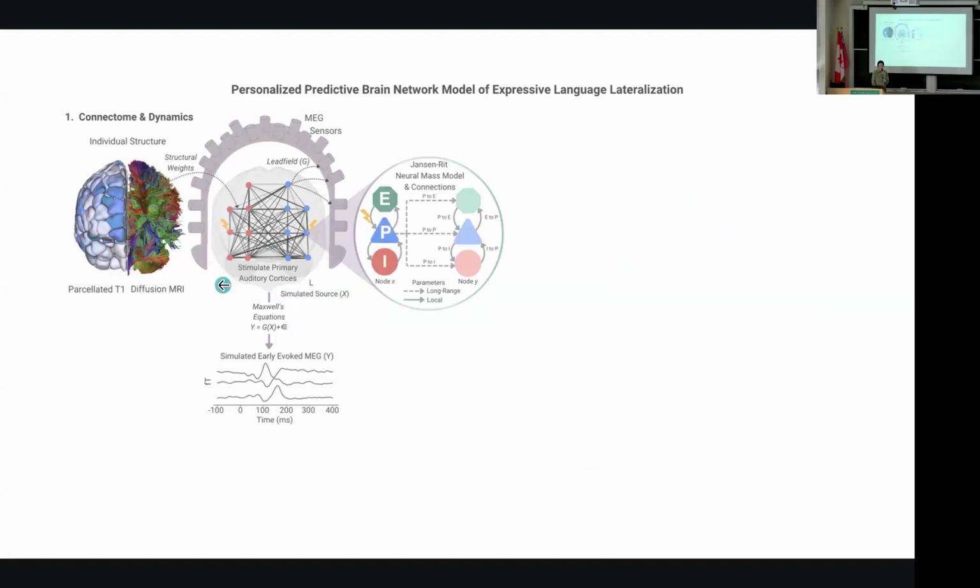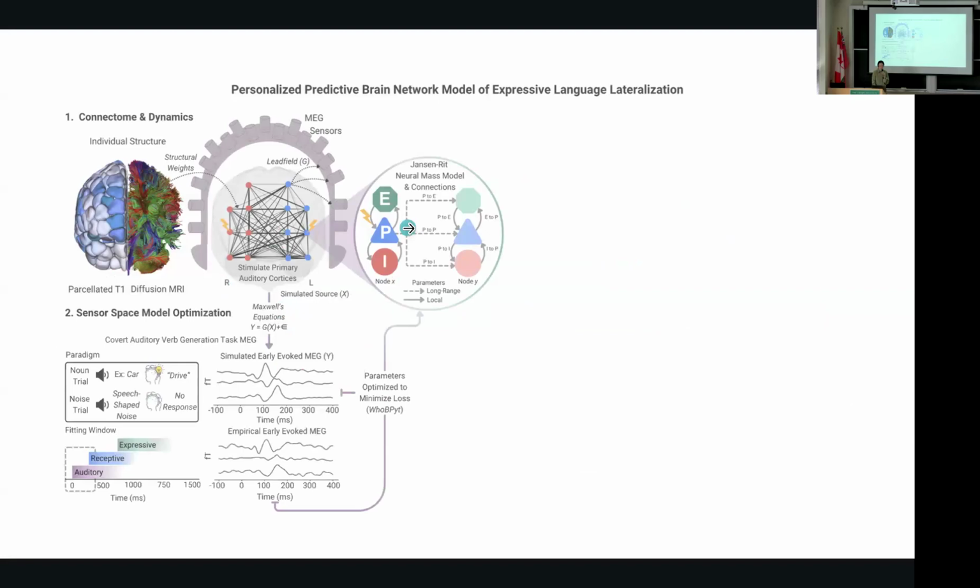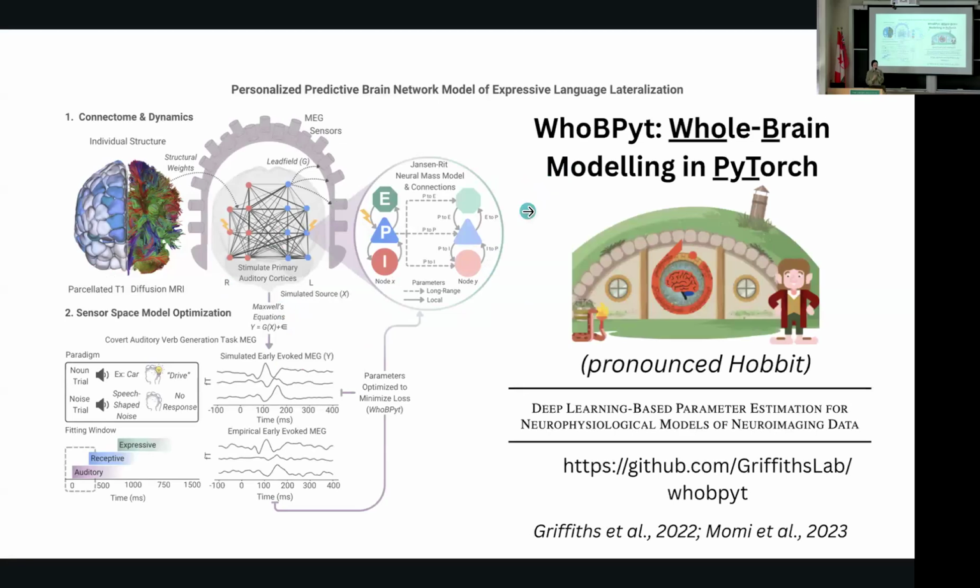And we then compare that to the empirical data using Hobbit, which is a whole brain modeling in PyTorch library that has been developed by John Griffith's lab. And this allows us to cast the whole brain network as a recurrent neural network and train it iteratively, improving the parameters, long range and local dynamics, until our simulated activity is minimizing the difference between the empirical and the simulated.